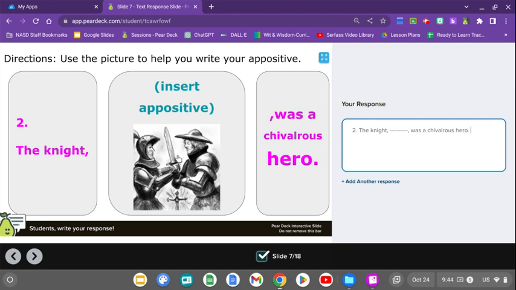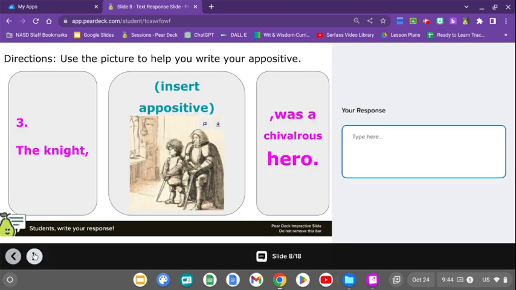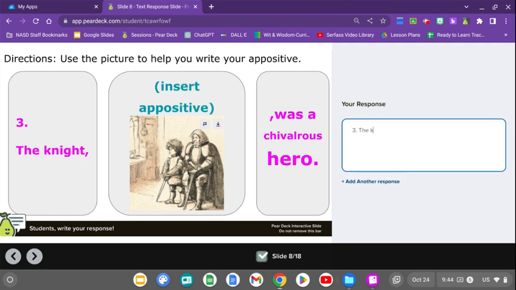Please take the time to look at this picture here for number 2 and to fill in that appositive right here. Please take the time to do so now. Excellent. Hopefully you added that extra little bit of information here to form that appositive. Number 3, the knight, comma, some space, comma, was a chivalrous hero.